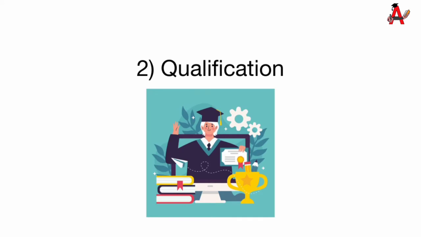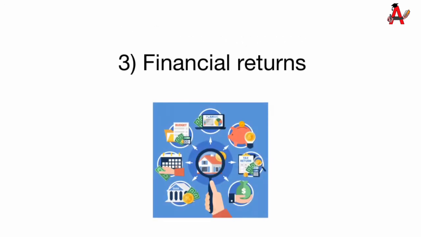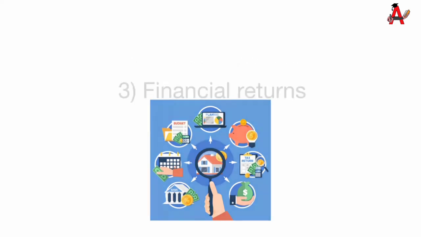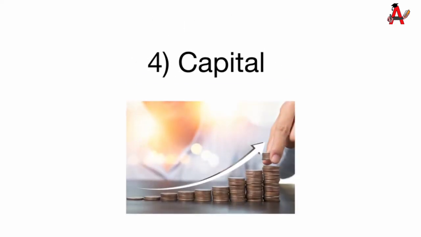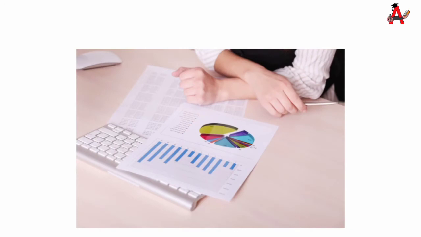Second, qualification. A profession can be practiced only after acquiring a certain qualification. A doctor cannot practice medicine unless and until he has got his degree. Similarly, there has to be a financial return. Professionals are providing certain services, they need to get certain income. Fourth, capital. A profession can be practiced independently or professionals can work under someone. So, for example, a chartered accountant can set up his own firm or he can work under a chartered accountant.